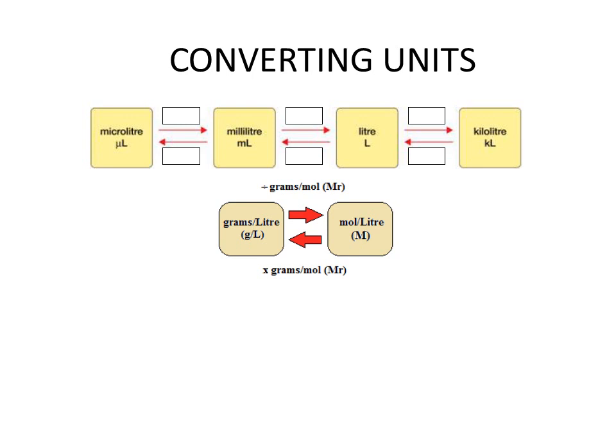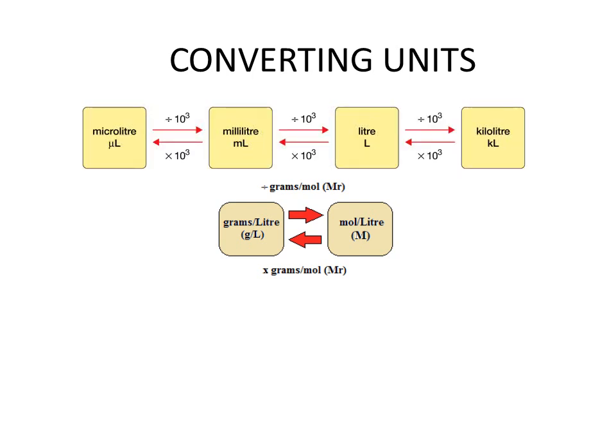You remember in the metric system that going from a litre to a kilolitre, it's 1,000 times bigger. So therefore, we have to divide by 10 to the 3 if we want to work out what the volume is in kilolitres, or the concentration is per kilolitre. You can see from these numbers here, going in one direction, we divide by 10 cubed, and going in the other direction, we multiply by 10 cubed.